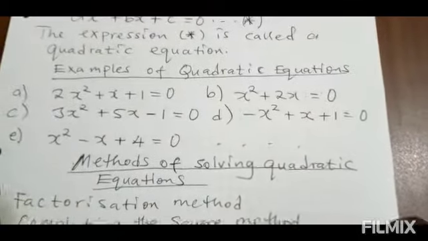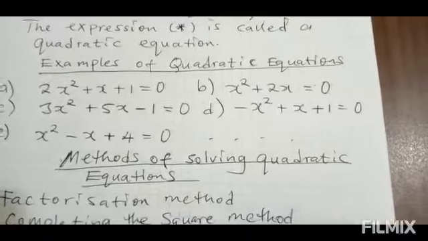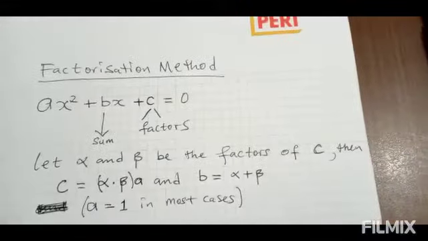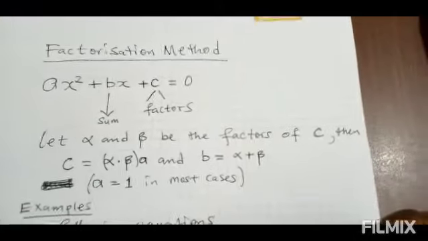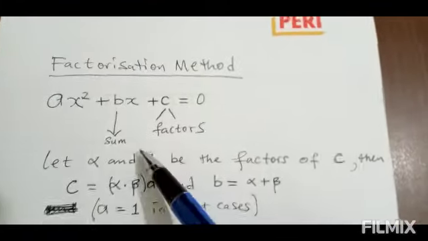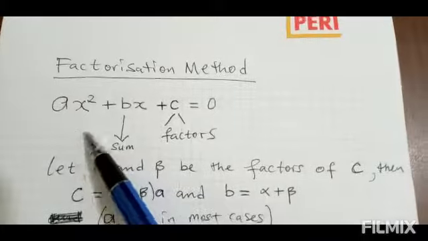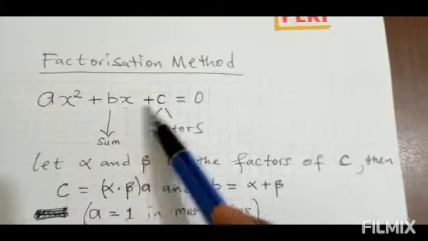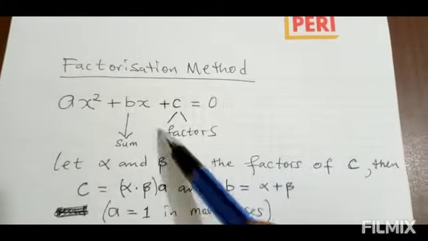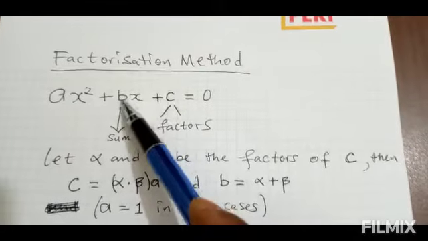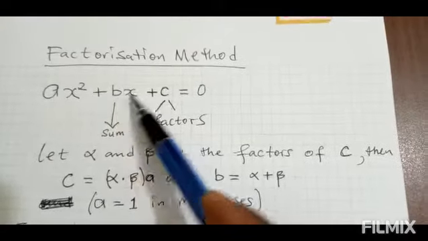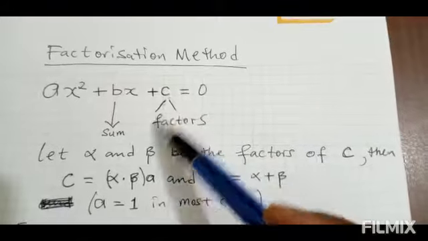Okay, so we are going to talk about the factorization method as our first one. Okay, I'm not going to talk about that so much. I'll do it in examples. Okay, first of all, we have the quadratic equation x squared plus bx plus c is equal to 0. Okay, this is b, the coefficient of x, and this is c.